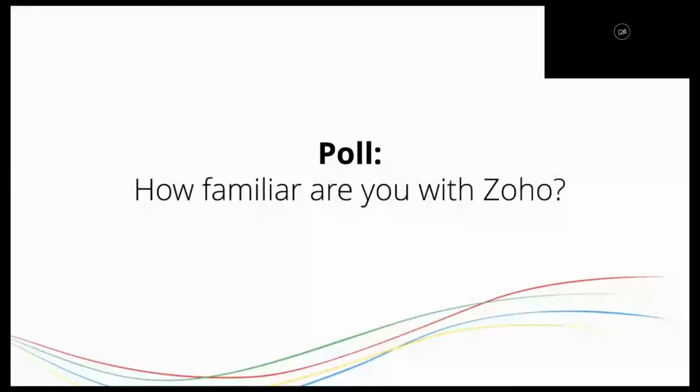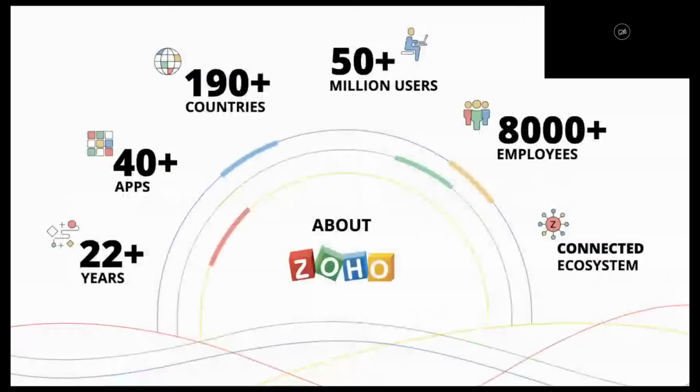Okay, so moving on. I just want to tell you a little bit about Zoho as a company. It's been around for over 22 years. We've created over 40 different applications. We are in 190 different countries, and we have 50 million users worldwide. And we have employees across the globe. The majority of them are based in the Chennai office in India. A lot of them are in the US, across Europe, and then a few of us are here.